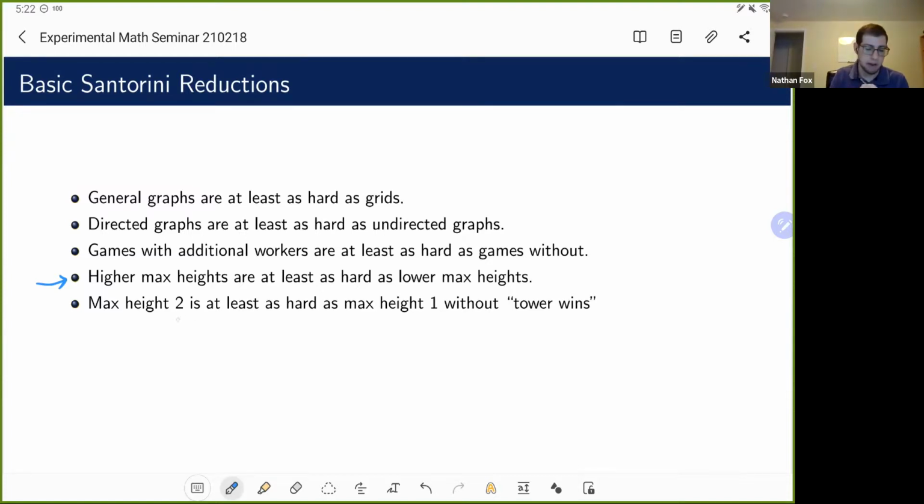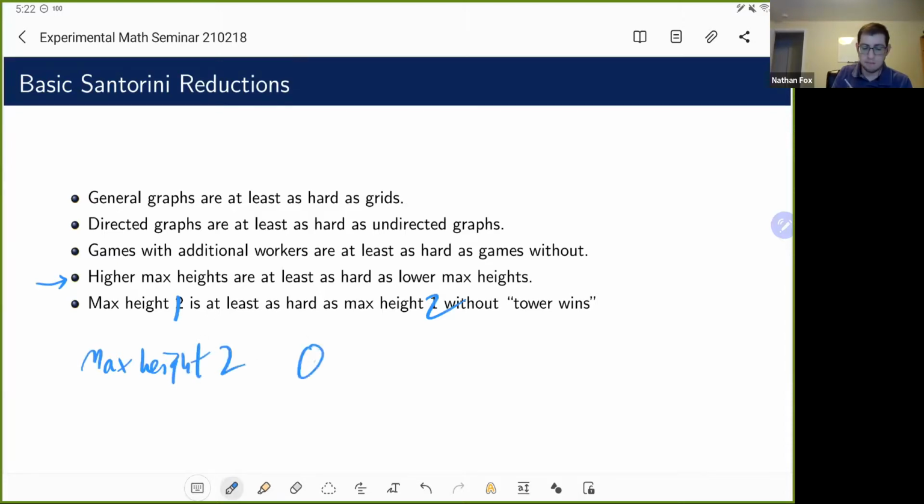Actually, I think I have this one stated backwards. I mean the non-obvious thing. I meant to say that max height 1 is at least as hard as max height 2. The surprising direction. And the way we do that is, so here's a game with max height 2.